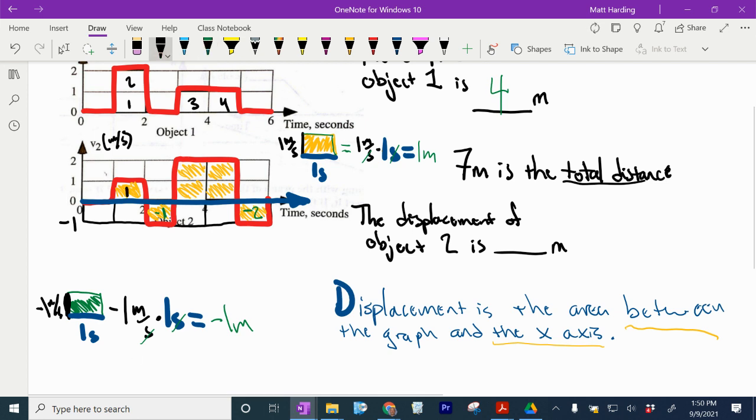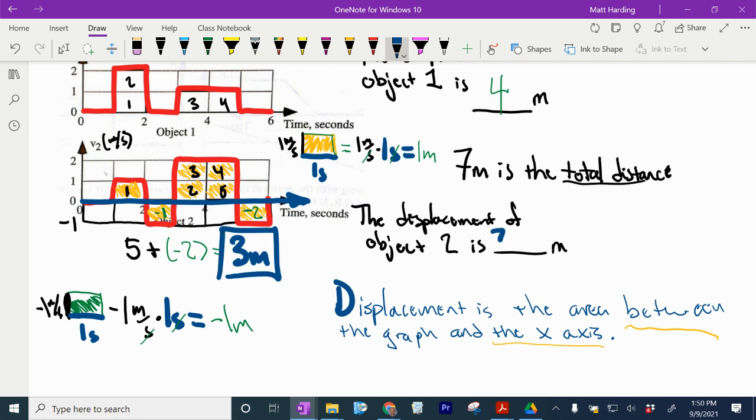The boxes below the axis count as negative. The boxes above the axis count as positive. So in the end, I have 5 plus -2 equals 3 meters. That would be the displacement of object 2.